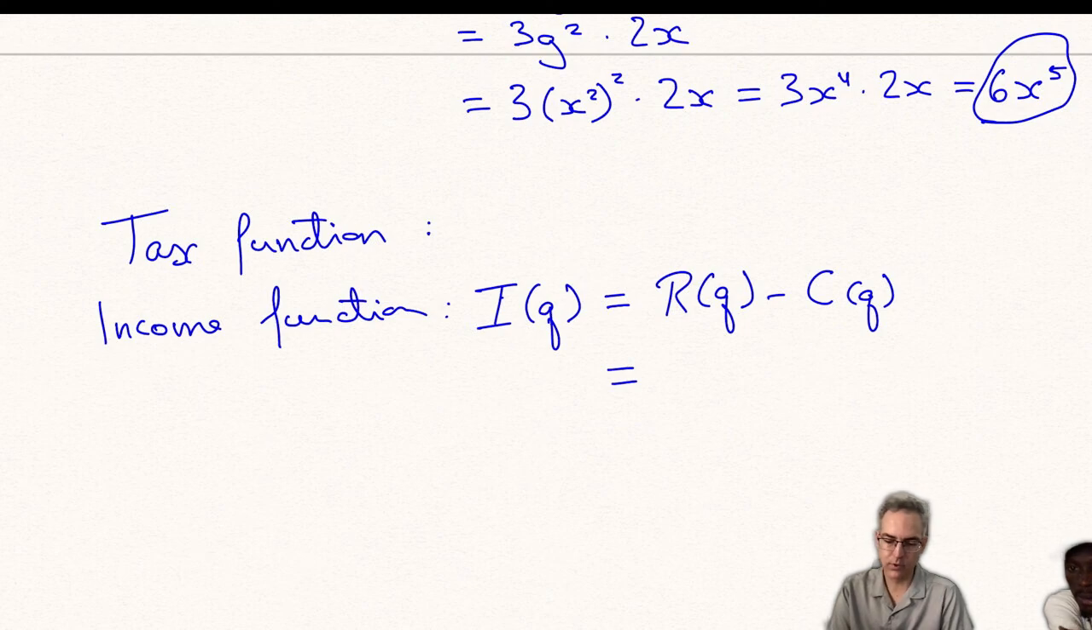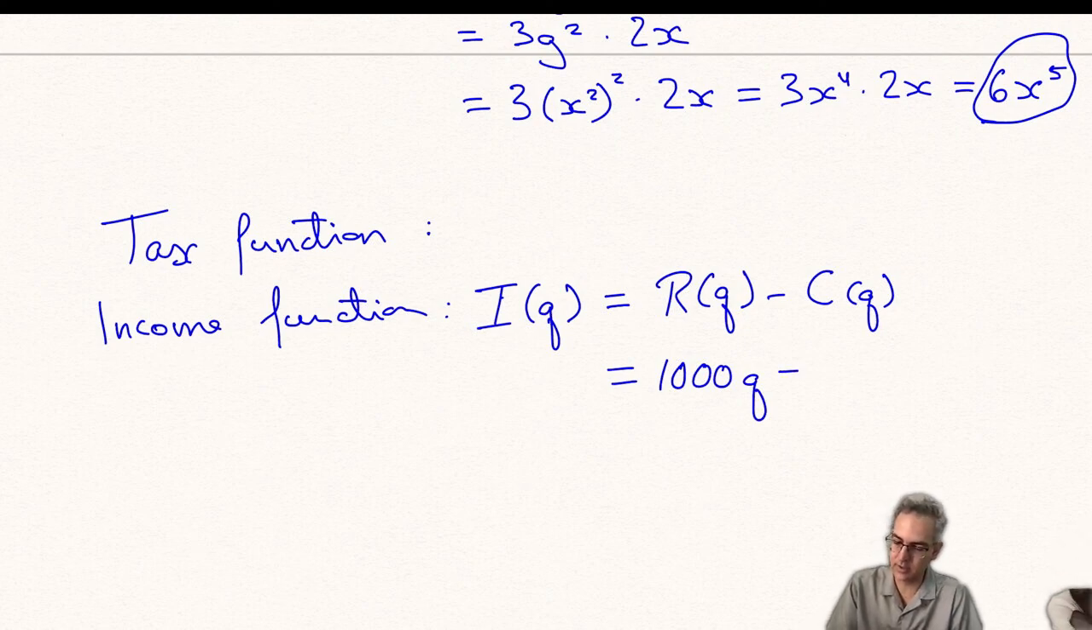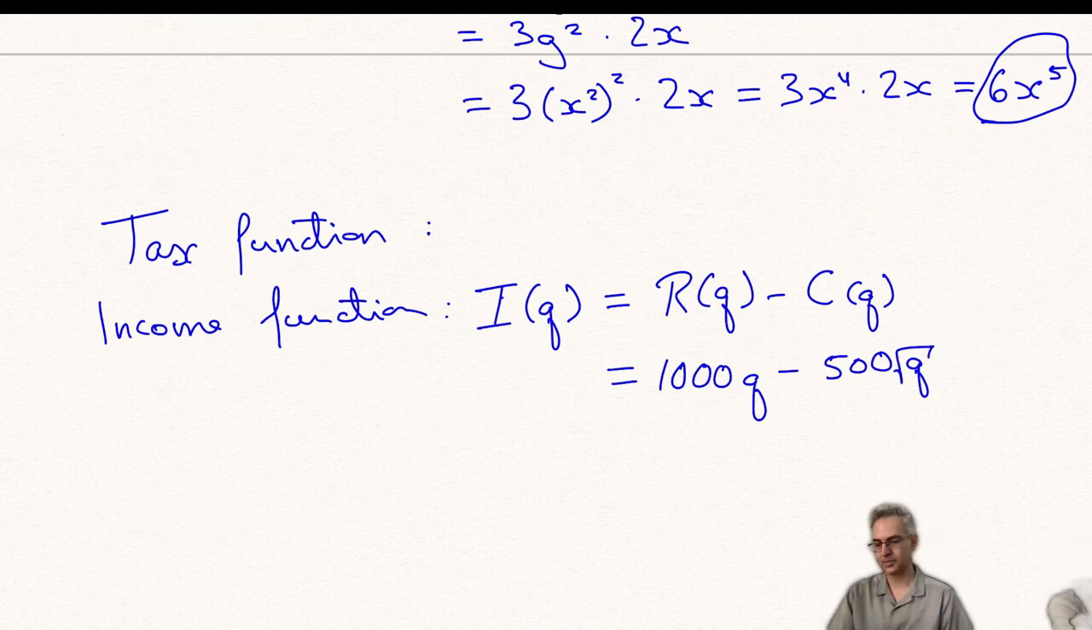Q is the thing I sell. So what is my revenue as I sell more things? Well, maybe it's 1,000 times the quantity. The more I sell, the more revenue I get. And my cost is, let's say, 500 Q square root of Q. I say square root of Q because the more I make, the lower my marginal costs.